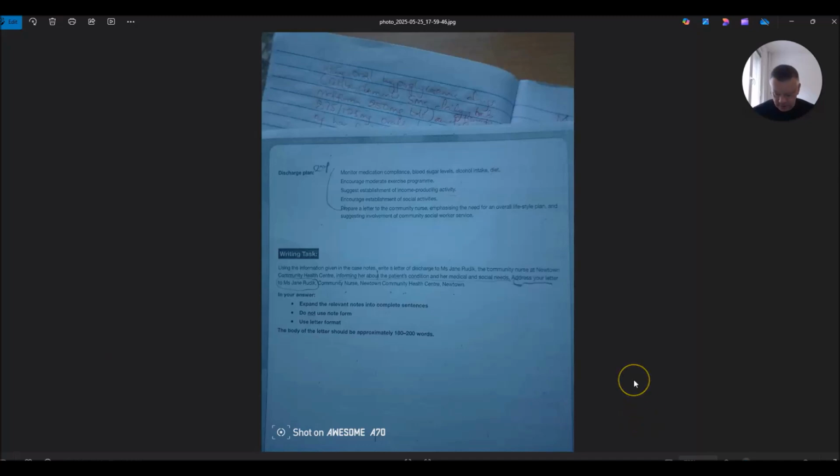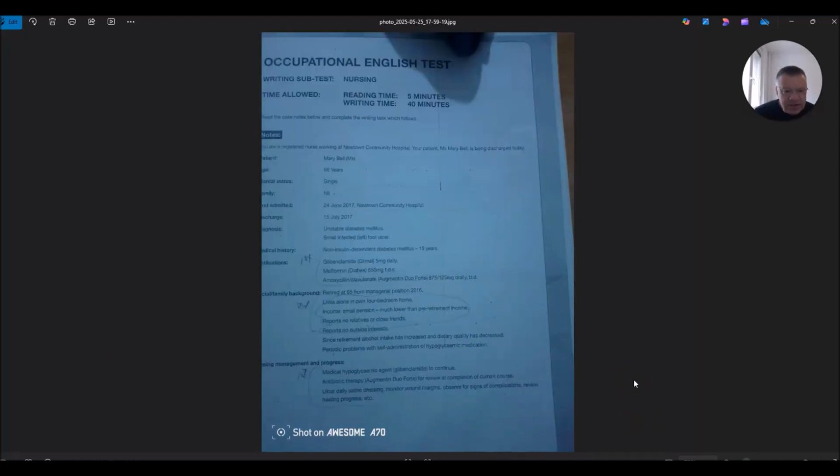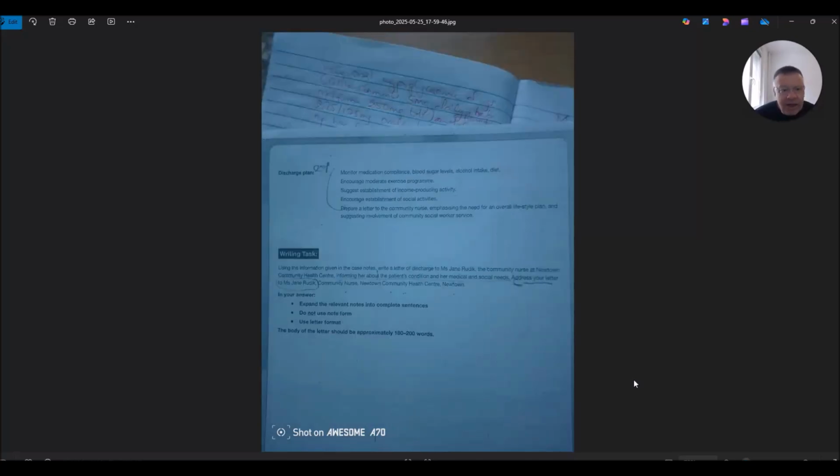Let's have a look. So she lives at home. All right. So she's going home to her own home. And discharge plan, get the community nurse to come. Presumably, the community, so that would imply home visits. Emphasize we need OET style plan.